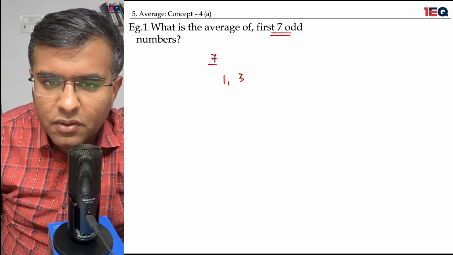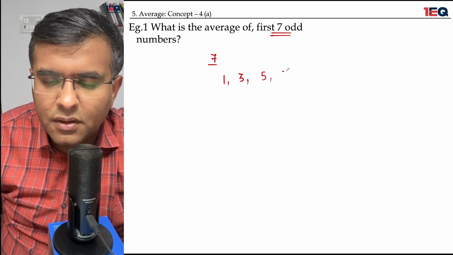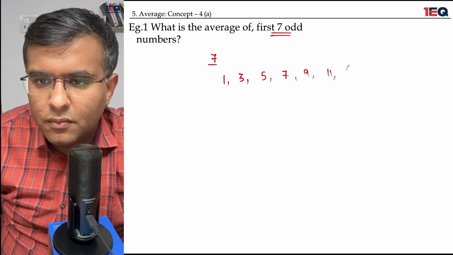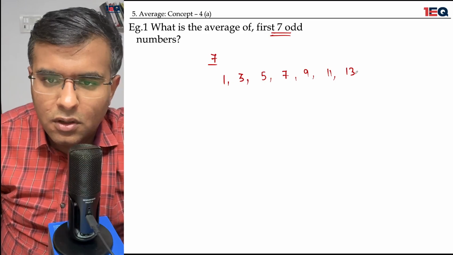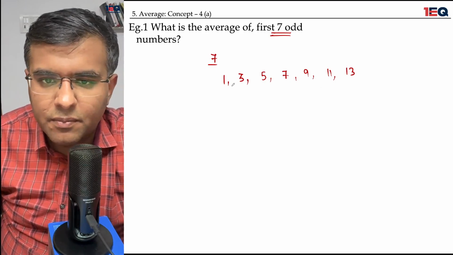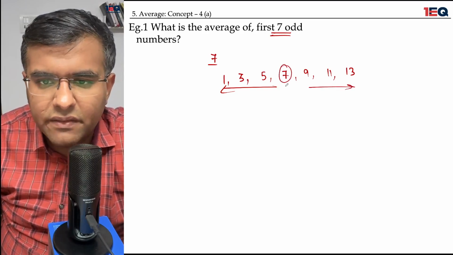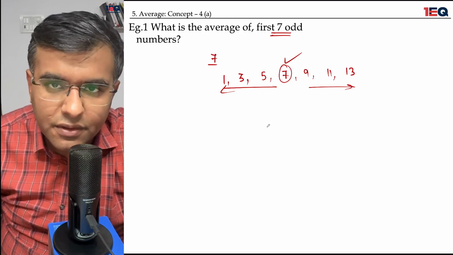1, 3, 5, 7, 9, 11, 13. Do I have 7? Yes, I have 7 of them. 3 on the left, 3 on the right. The central number is 7. So this is my average.